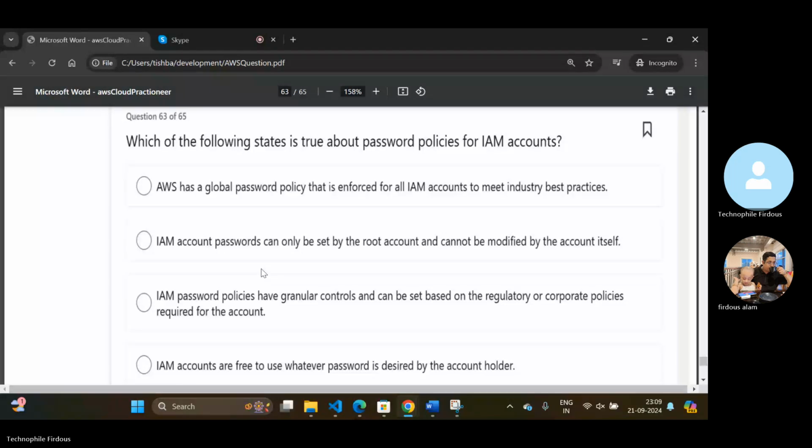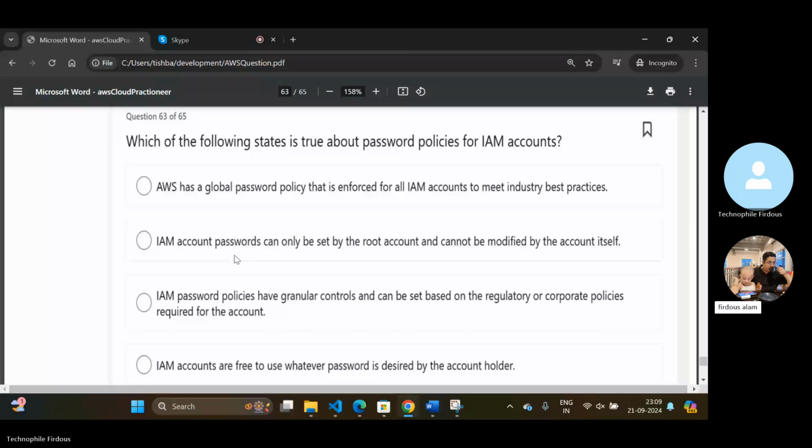Now it's asking which of the following is true about the password policy of the IAM account. Let's see. First option: IAM account has a global password policy that enforces all IAM users to meet the industry best standard. That's kind of true, but it doesn't enforce us. The second option: IAM account password can only be set by the root account and cannot be modified by the account itself. This is totally a wrong answer. We can modify it. So B is wrong.